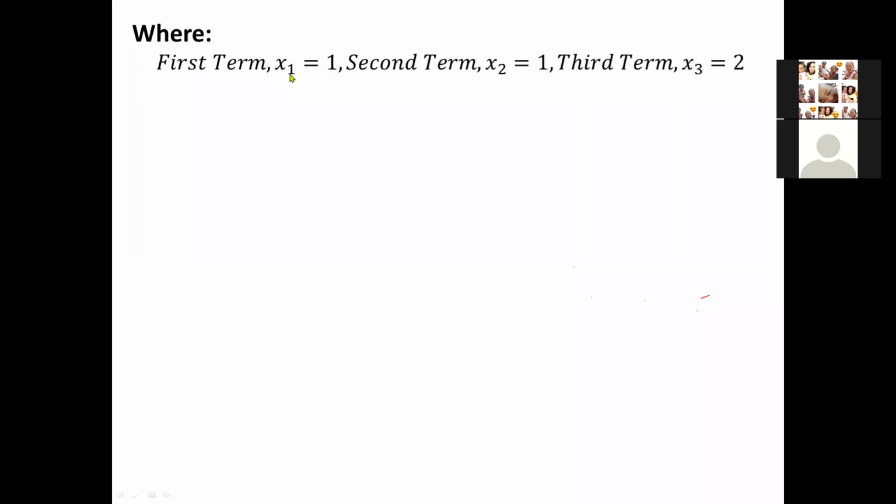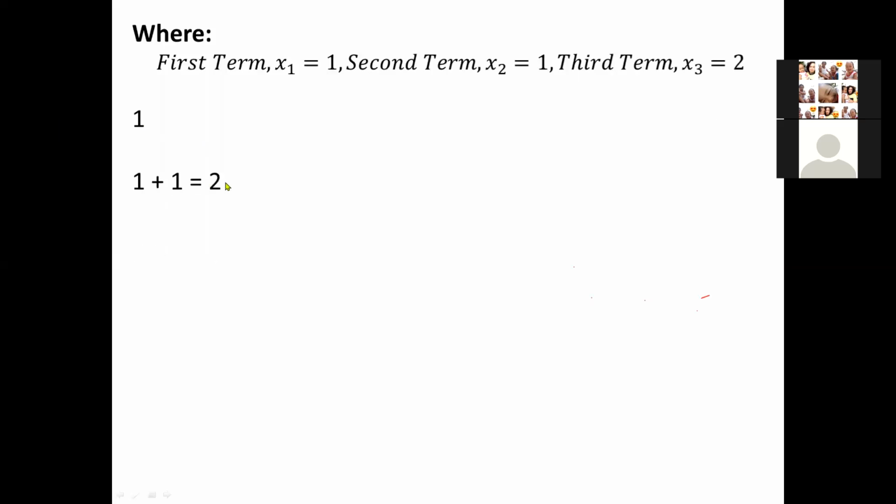Where first term, x sub 1 is 1. Second term, x sub 2 is equal to 1. Pinalitan ko yata dito yung a sub 1 and a sub 2. No? Ginawa kong x sub 1 and may variable lang naman yan. And then third term, x sub 3 is equal to 2. And this is what I did.